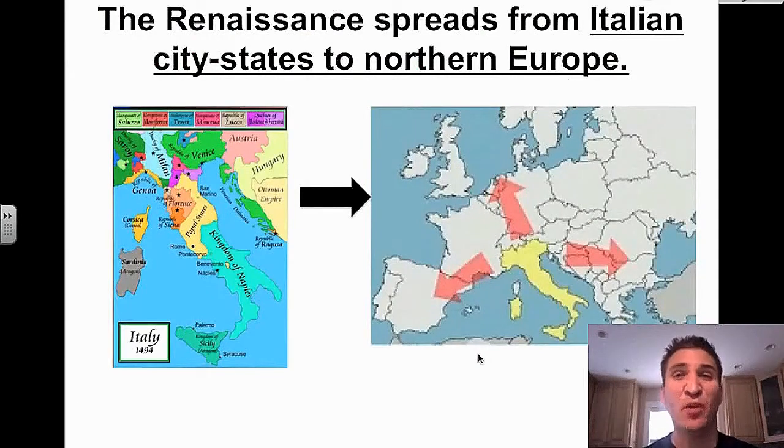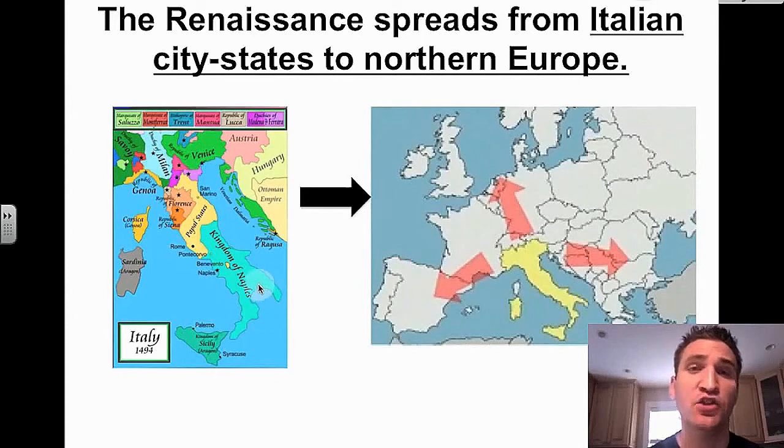The Renaissance spreads from the Italian city-states that you see here to Northern Europe. Italy at that time was made up of many states, like the United States, the Papal States, where the Pope lives, the Kingdom of Naples, the Republic of Florence, and so on. So, Northern Europe becomes the place where the Renaissance starts to prosper. North to Germany, to the Netherlands, to Britain.